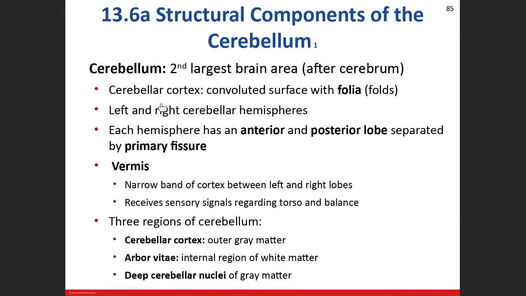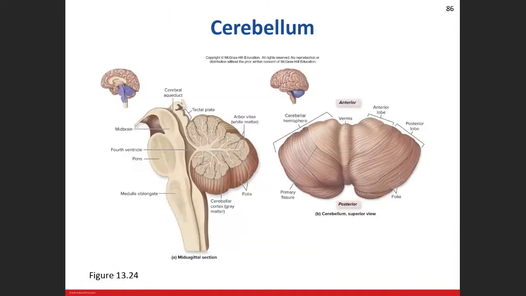The cerebellar cortex, look at here, has many folds. These folds are more organized in the cerebellum when we compare it with the cerebrum, and these folds are called folia. Between the right and left hemispheres of the cerebellum, we have a region which we call the vermis. This is the narrow band of nervous tissue that lies along the midbrain between the left and right cerebellar lobes.